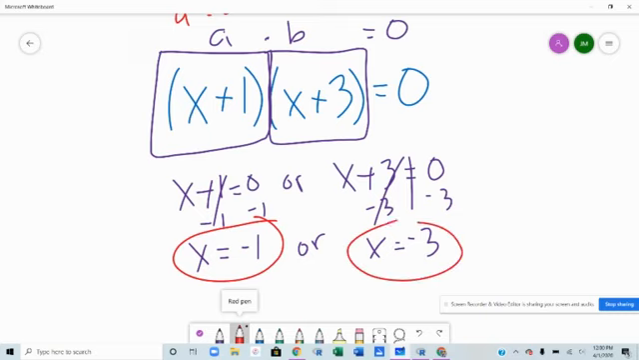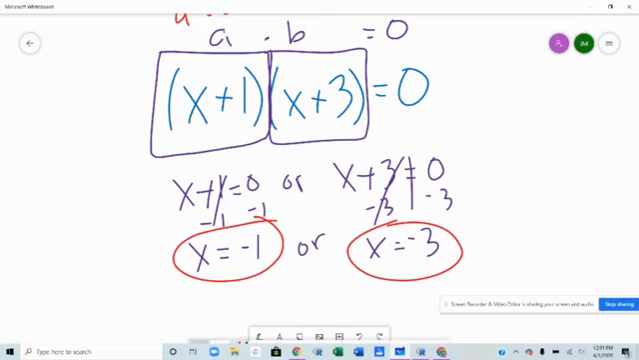Because if you plug in -1, -1 plus 1 is 0 for this set of parentheses. So you have 0 times some other number. -1 plus 3 is 2, but 0 times 2 is still 0. Doesn't matter what this is. If you were to plug in -3, well, -3 plus 1 gives you -2. But over here, -3 plus 3 gives you 0. So -2 times 0 gives you 0. So for this original equation, x plus 1 times x plus 3 equals 0, either x equals -1 or x equals -3.